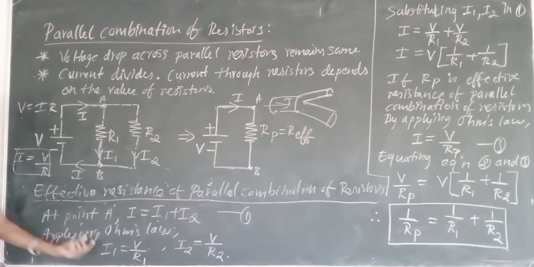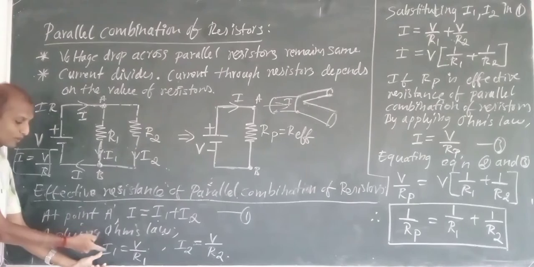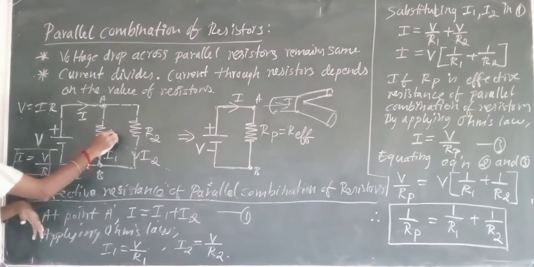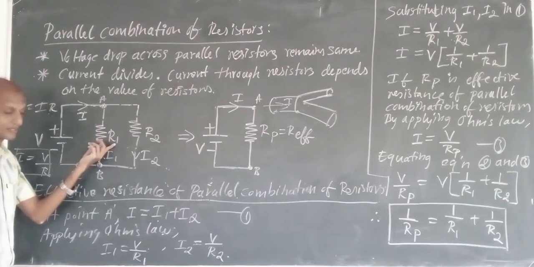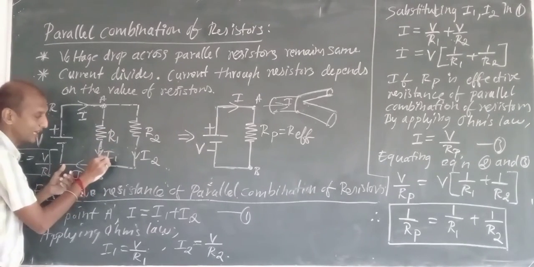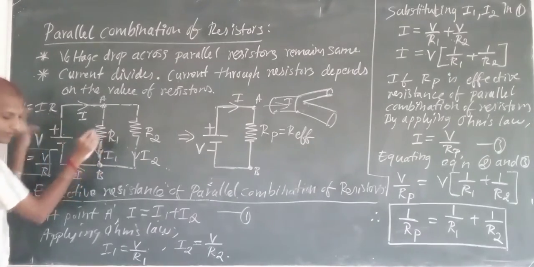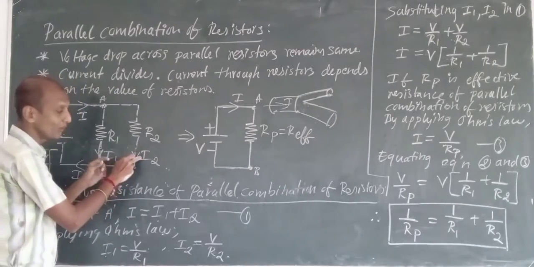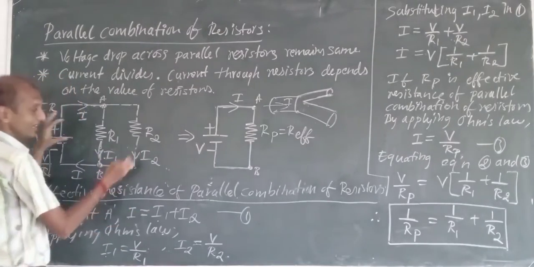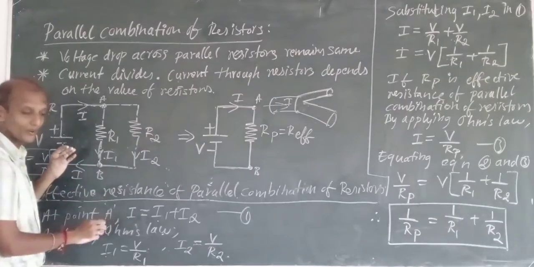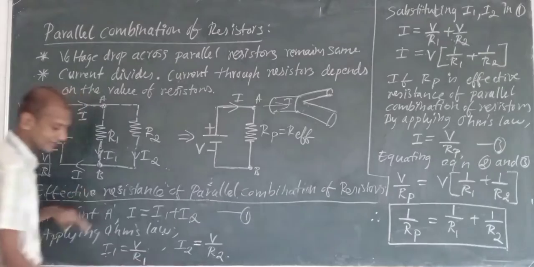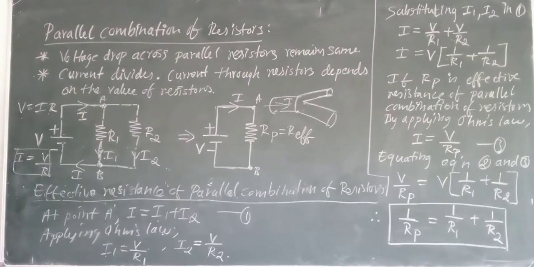So I can write I1 as the same voltage drop, that is V divided by R1. If I go for this resistance, I can write I1 will be equal to V divided by R1, and I2 will be equal to V divided by R2. Is there any problem with this? No, right? Okay, I can write this as V divided by R.